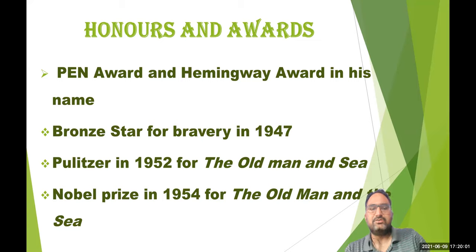And then one of the famous awards of the world, the Pulitzer Prize, he was awarded in the year 1952. And this award was given for our novel, which we shall study, that is The Old Man and the Sea. And the most important award in his life is the Nobel Prize in 1954 for English literature. This award too was awarded to him just after 2 years after the publication of The Old Man and the Sea, that is in the year 1954.